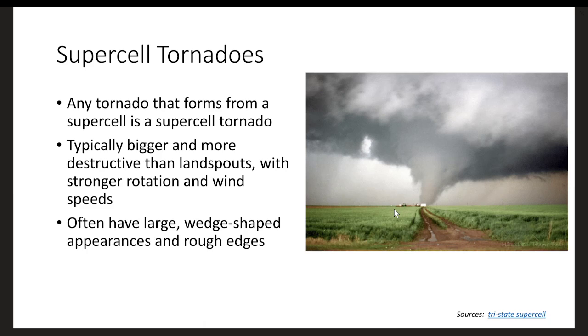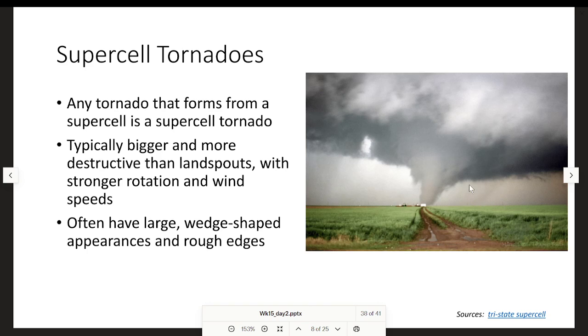Supercells, on the other hand, we went over supercell tornado formation and it's quite complex. Any tornado that forms from a supercell is a supercell tornado. They're usually bigger and more destructive than landspouts, with stronger rotation and wind speeds. And they often have large wedge-shaped appearances and rough edges. So yeah, I don't know if this can be called a wedge yet. I mean, it's getting there.